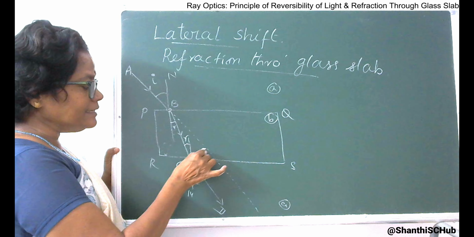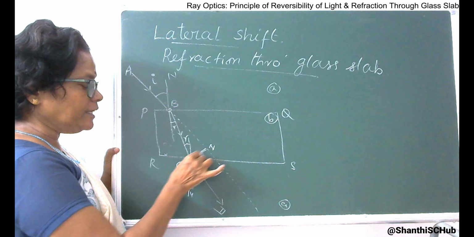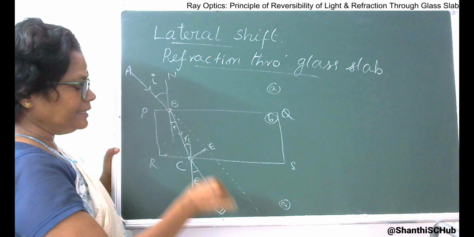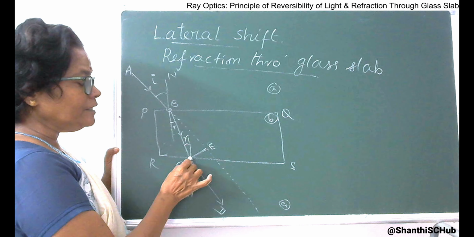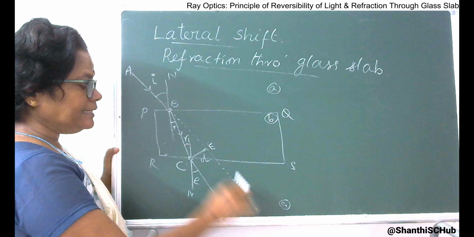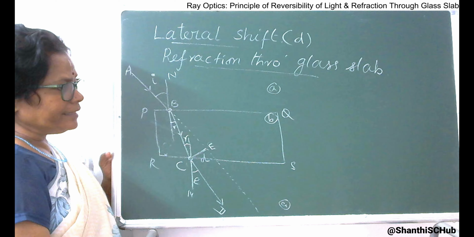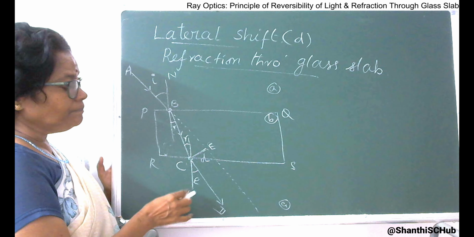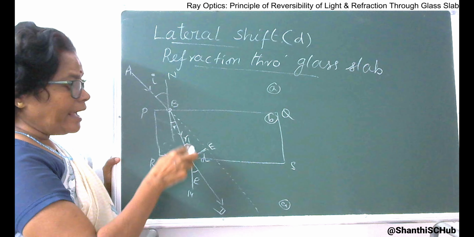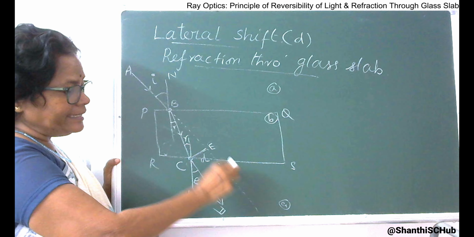Now there is a shortest distance, the perpendicular distance between the incident direction and the emergent direction. This is the normal perpendicular line, you can call it CE, since we are using A, B, C, D, E. CE is perpendicular to the incident direction, which is the minimum distance between the incident direction and emergent direction. That minimum distance we call the lateral shift. We will talk about lateral shift later, but now we have to prove that when a ray is incident obliquely on a glass surface in air medium, the emergent ray is parallelly shifted from the incident direction.